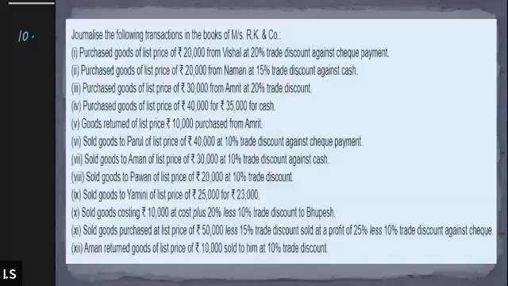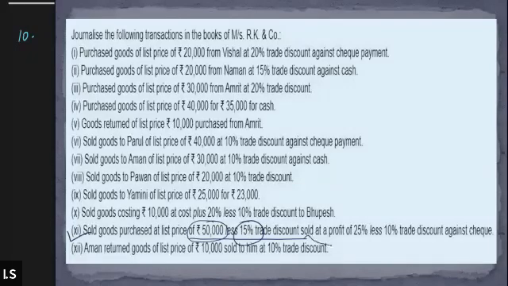Okay. Now let's talk about the 11th one. Now this seems a little complicated. It says that sold goods purchased at a listed price of rupees 50,000 less 15% trade discount. So this is the information of the goods that we have purchased. At the time of purchase, the goods that we purchased were at 50,000, on which we got a discount of 15% from the seller.